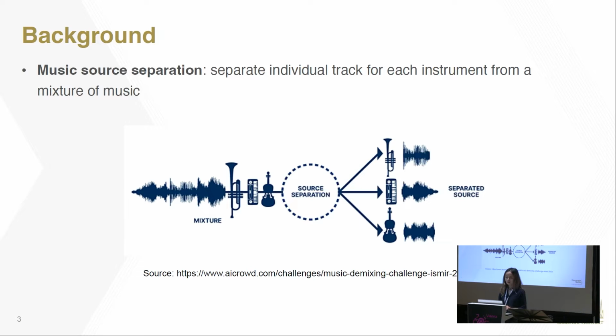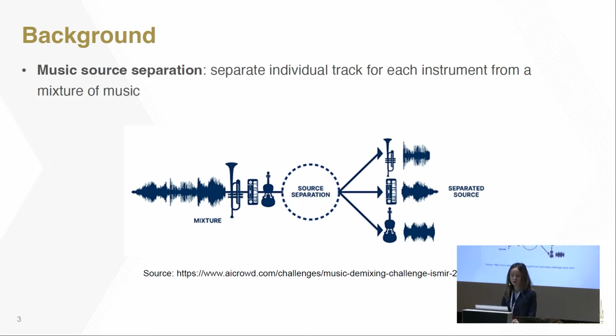So the task we are studying is called music source separation. Source separation aims to separate the individual track for each instrument from a mixture of music. For example, here we have a mixture of 3 instruments, and after it goes through the source separation system, it will separate into 3 different tracks, one for each instrument.